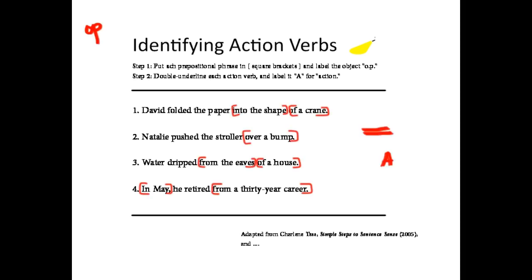Okay, so here are all the prepositional phrases. Make sure you identify them all and put an OP over every object of a preposition. If you missed one, go ahead and mark it now. A lot of people miss the "in May." They forget that a prepositional phrase can be at the beginning of a sentence.